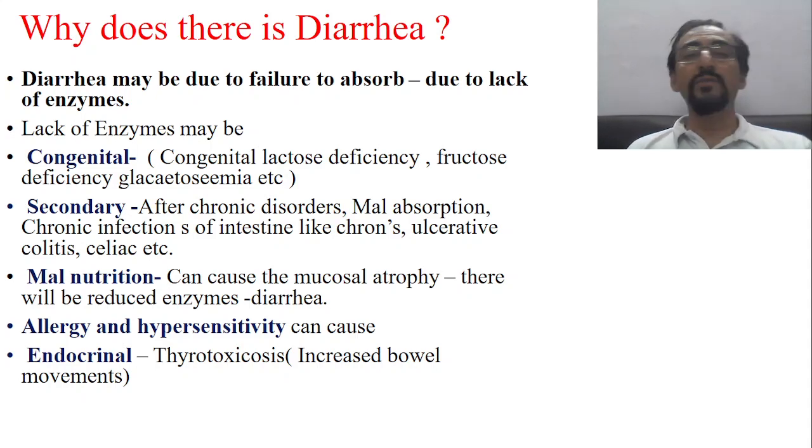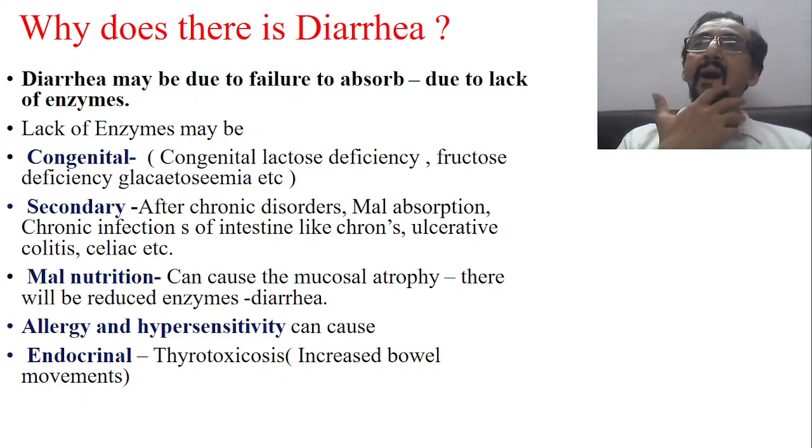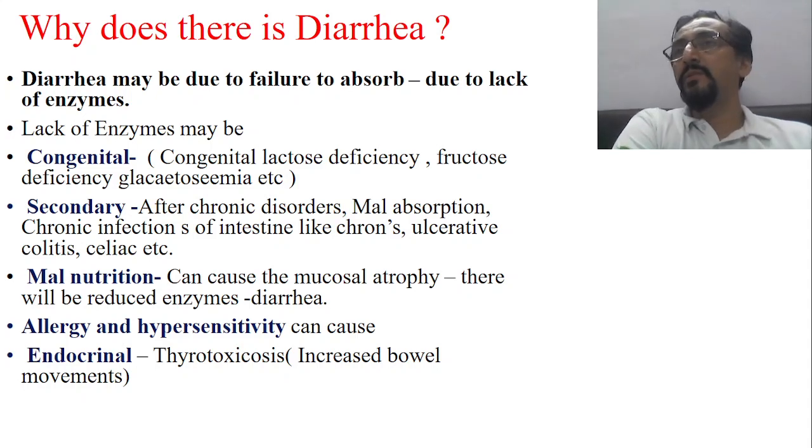There are many secondary causes, as I told, ulcerative colitis, Crohn's disease, etc., which may also lead to diarrhea. For example, even in the case of PEM, protein energy malnutrition, because we know that protein energy malnutrition is a protein problem, isn't it?